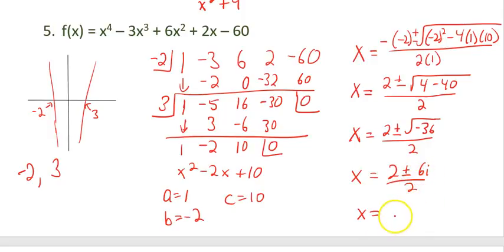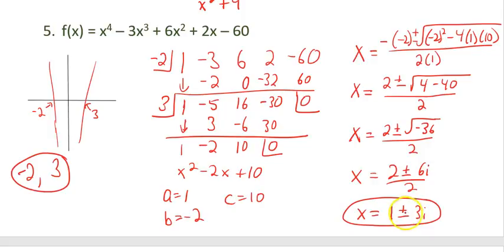normally write fractions over 1. So I'm just going to write 1 plus or minus 3i. That is the other two answers, because 1 plus 3i is an answer and 1 minus 3i is an answer, and I have 4 answers that I'm supposed to get in this problem.